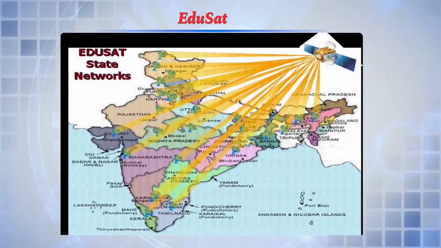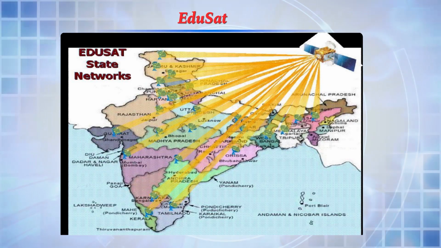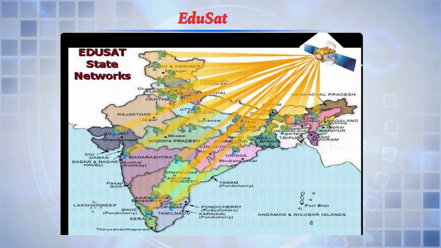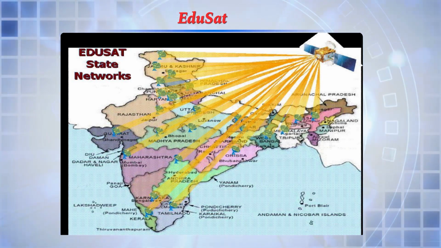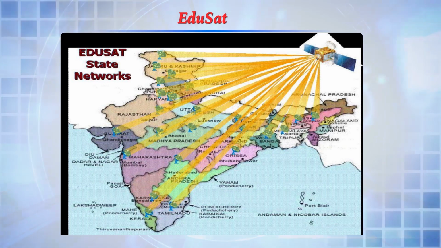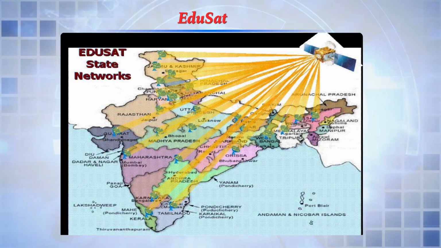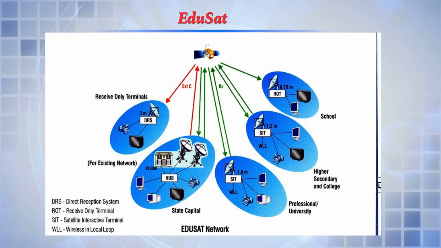So friends, as you see, this is an educational satellite network. The EduSat coverage was also South Asia very clearly with full clarity, and also part of the East African countries. And how it takes place is that there is an uplink to the satellite. The satellite will also downlink to receive-only terminals and satellite interactive terminals.